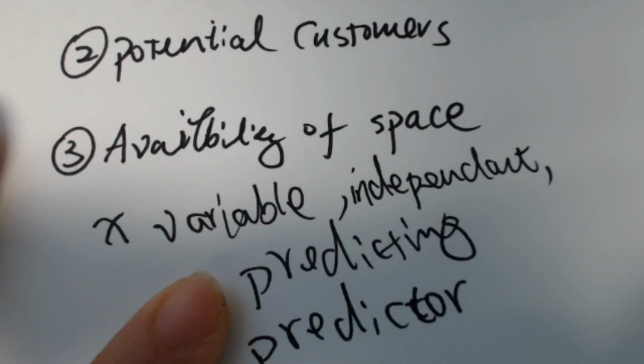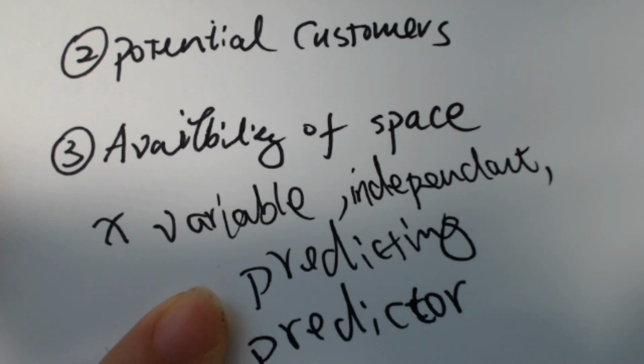All three of them I listed on the paper: the budget, potential customer, and availability. We're using them to predict the size of the coffee shop. Therefore, they become my x variables, my independent variables, and my predicting variables, which we also call the predictors. So here we have 3 x variables, 3 independent variables, 3 predicting variables, or 3 predictors. Those are the 2 components you will see in the regression model we're going to see in the next video.